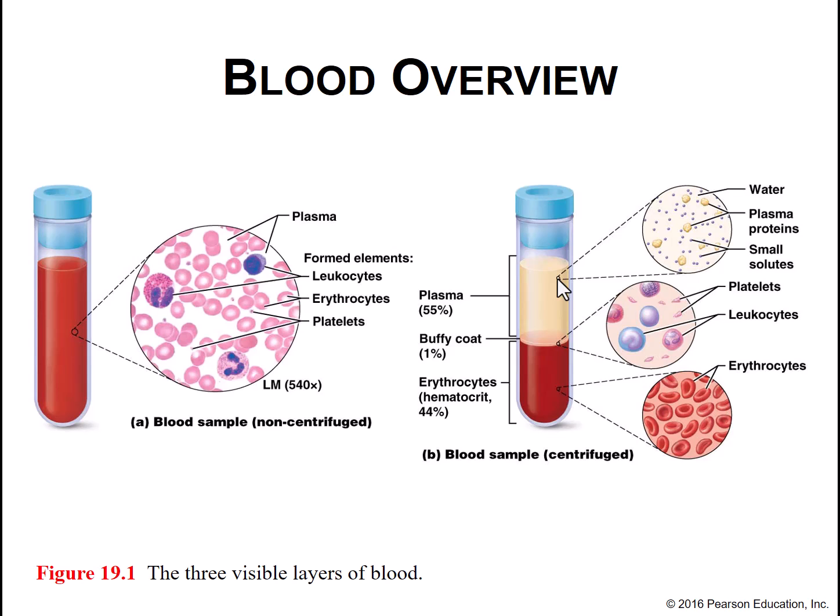It's fibrinogen. When you do a hematocrit centrifuge, 44% is usually the erythrocytes. 1% is this little buffy coat sitting on top of the erythrocytes that makes up the platelets and the leukocytes. And then 55% is our plasma. And plasma is water, plasma protein, small solutes.